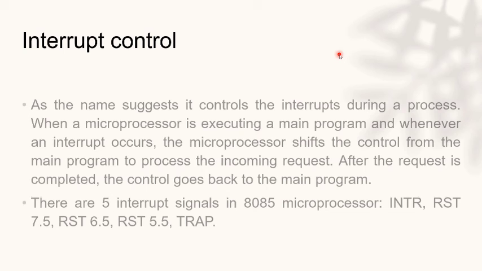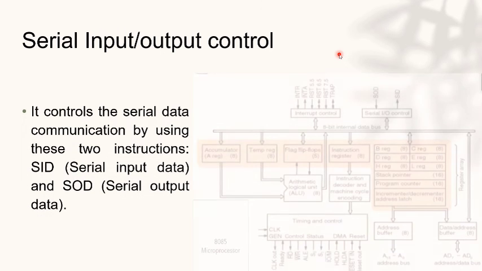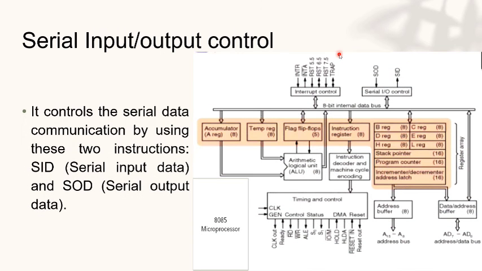Okay. Now we will see serial input output control. It controls the serial data communication by using these 2 instructions. SID, serial input data, and SOD, serial output data. You are able to see here, right? It's going to control the input output data. Using which things? SOD and SID. SOD stands for serial output data and SID stands for serial input data. Okay.